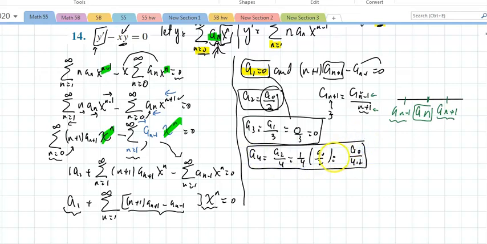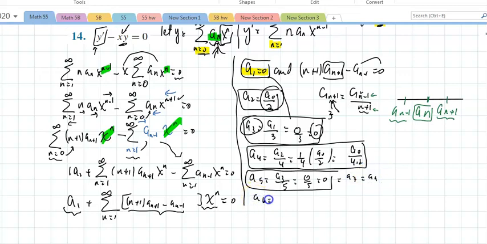And I'm going to do a few of those until I figure out a pattern. A sub 5, to get an a sub 5, I must put a 4 there. 4 plus 1 is 5. A 4 in there will make it a sub 3 divided by 5. But I know that a sub 3 is a 0. So that's going to be 0. So it seems all the odd terms are 0, which equal a sub 7, which equal a sub 9. No need to find those anymore.